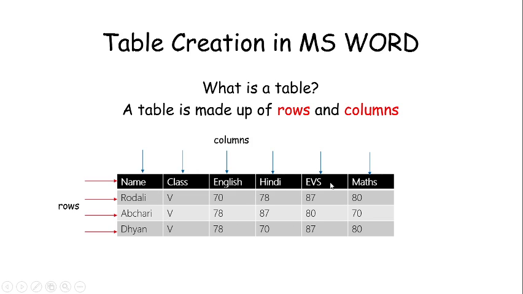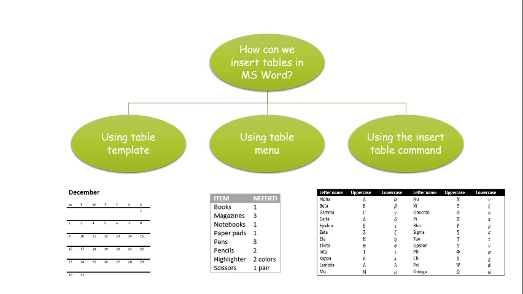Now we will try to know how we can create or insert a table in Microsoft Word. There are mainly 3 ways by which we can insert a table in Microsoft Word. The first one is called using a table template. That is, you have to use a table template in order to create a table. Now what is a table template? A table template is like choosing the design or structure of your table.